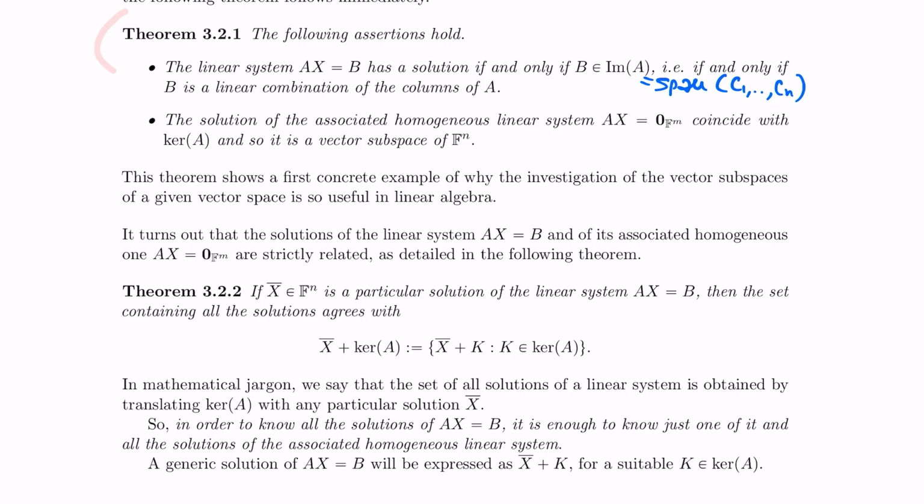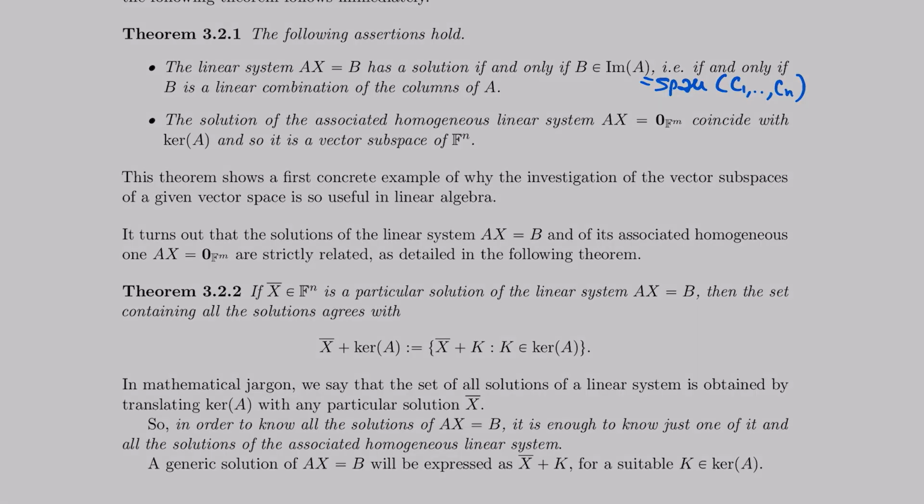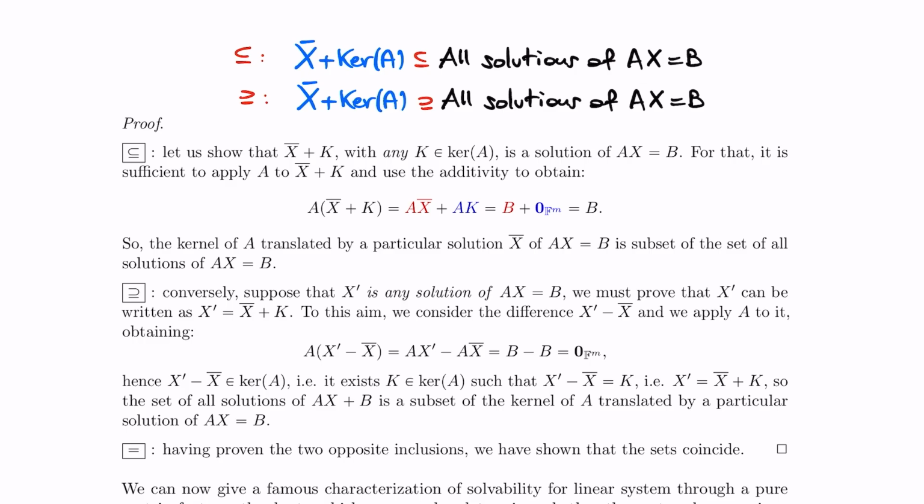Differently from the previous theorem, the statement of this last theorem is not trivial at all, and so it's better to show its proof. The statement of the theorem is about the equality between two sets. This is the first set, which is given by all the vectors that can be written as the vector x bar, which is a particular solution of Ax equals b, and any vector belonging to the kernel of A. Instead, this is the set of all the vectors that turn out to be solutions of Ax equals b. A canonical proof of the fact that two sets coincide is to show that one is contained in the other. This is exactly what we're going to do.